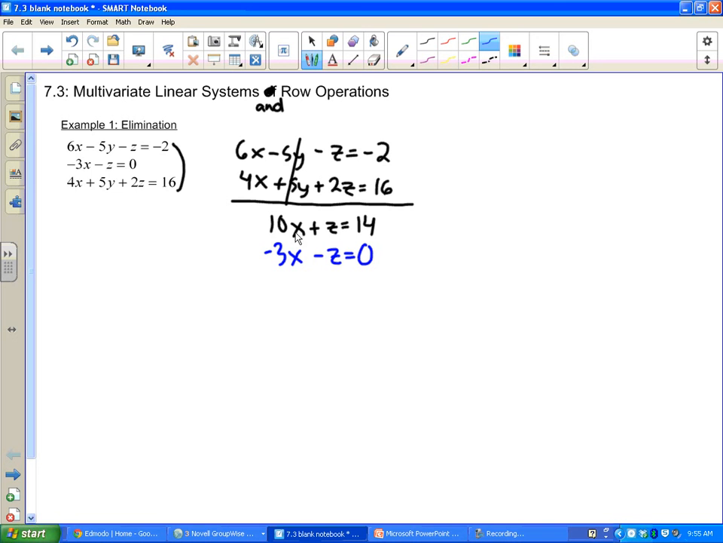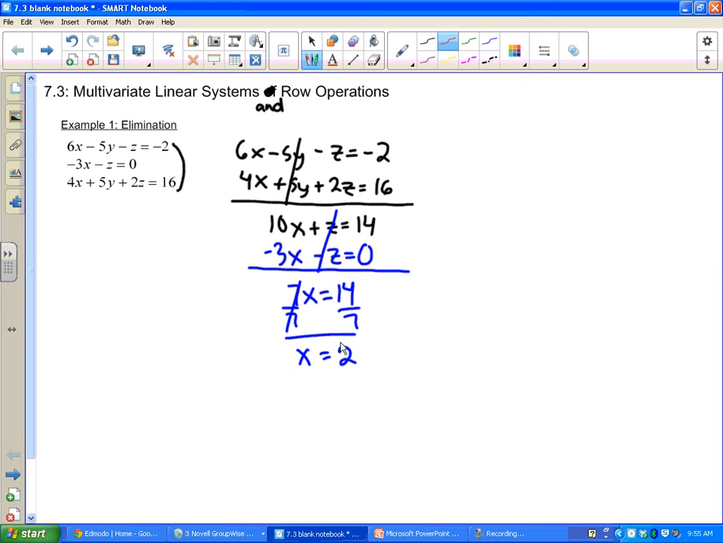Well, in this situation, the better variable to eliminate would be z, because it's already set up to eliminate. So let's get rid of our z's. We get 7x equals 14. Divide by 7 on each side. And we get x equals 2. So we need to know what x, y, and z are, and we know that x equals 2.